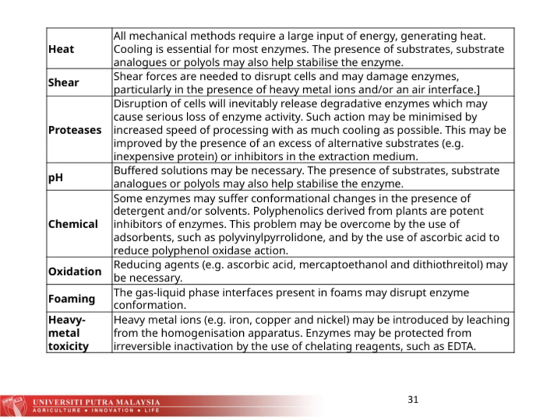pH is another critical factor. Using buffered solutions helps maintain an optimal pH environment, and again, substrates or polyols can contribute to enzyme stabilization in these conditions. Chemical interactions also matter. Some enzymes are sensitive to detergents or solvents, which may cause conformational changes. Plant-derived polyphenolics are potent enzyme inhibitors, but this challenge can be addressed by using adsorbents like polyvinylpyrrolidone or reducing agents, such as ascorbic acid, to inhibit polyphenol activity.